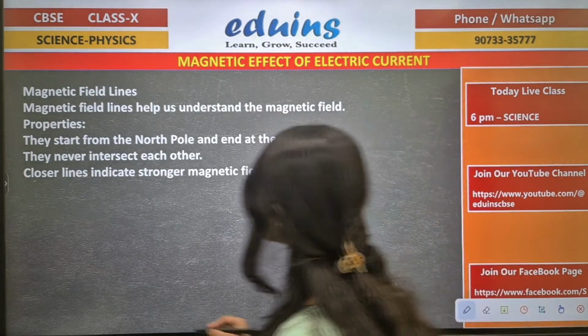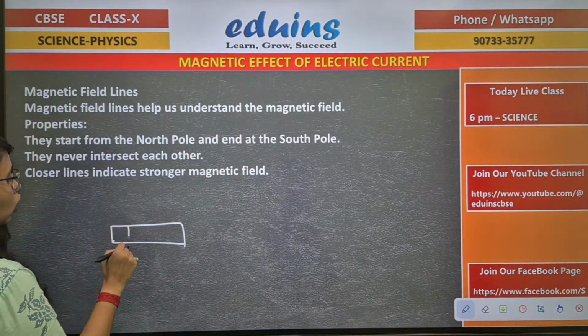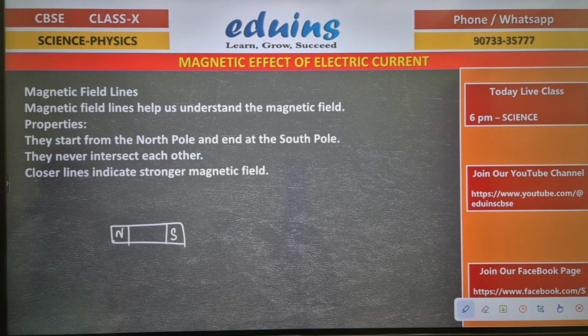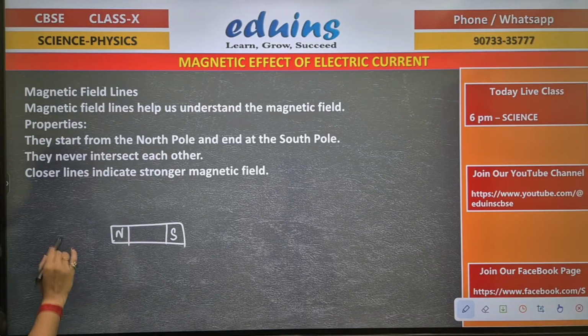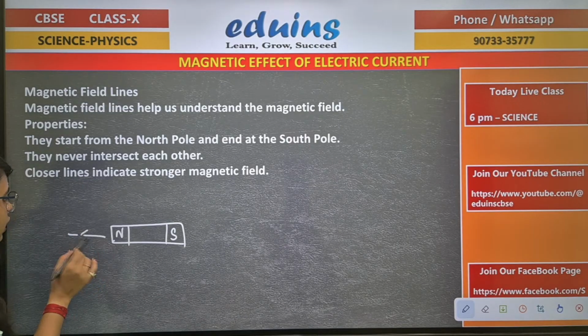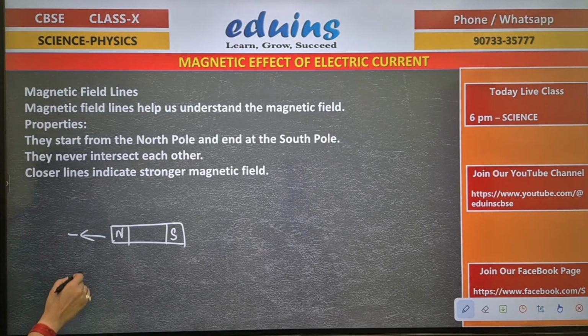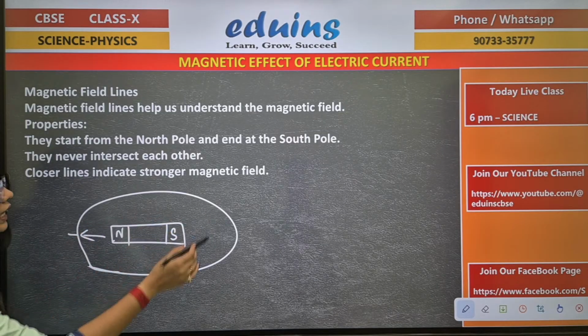Take a bar magnet: this is the north pole and this is the south pole. The lines start from the north pole and are directed towards the south pole. If we take a piece of iron here, the magnet attracts it. It can attract any magnetic metal. How? There must be a force and a field. So this is the magnetic field.